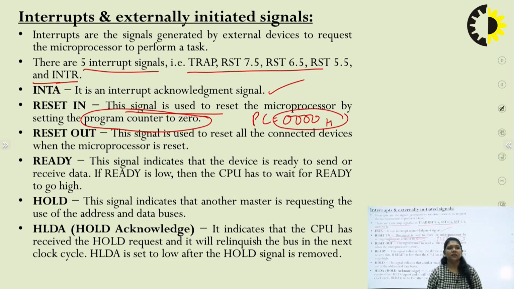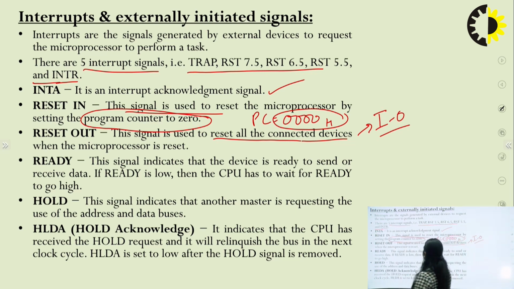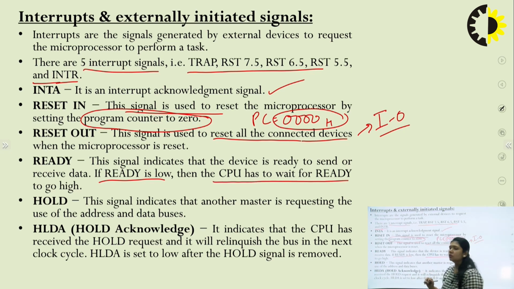Reset out, this signal is used to reset all the connected devices when the microprocessor is reset. All the devices, which devices? The peripheral devices, we can say input output devices, all the devices which are connected to the microprocessor. Next is our ready pin. This signal indicates that the device is ready to send and receive data. If this pin is low, then the microprocessor will wait for ready to go high, and after that the microprocessor will work.